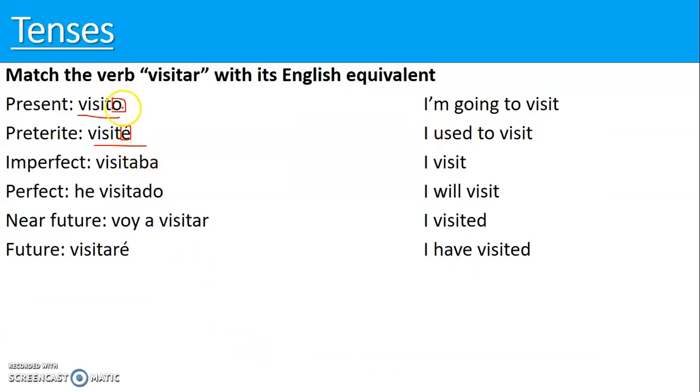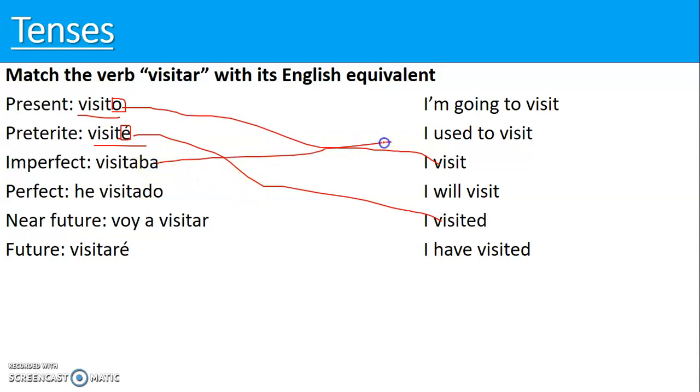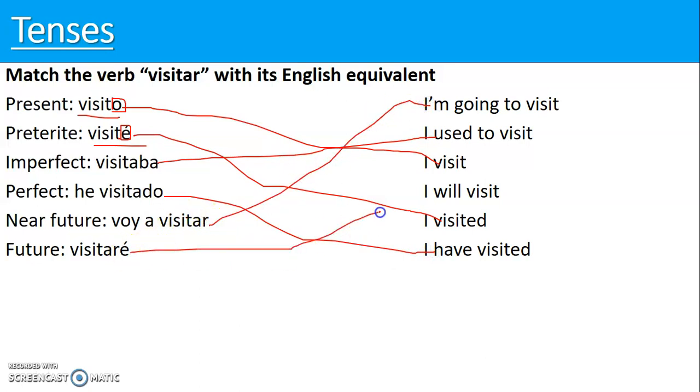So visito is going to be I visit. Visité, I visited. Visitaba, I used to visit. He visitado, I have visited. Voy a visitar, I am going to visit. And then visitaré, I will visit. So use the notes you've made for the next activity.